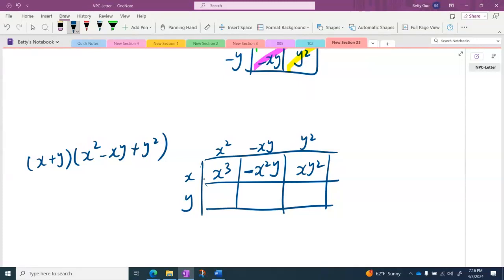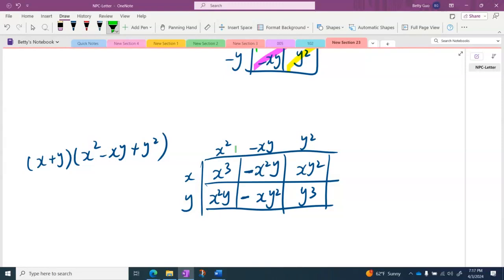Row 2, column 1, we have y times x squared. Y times x squared is the same as x squared times y. Be flexible here, okay? And then in this cell, row 2, column 2, positive times negative, we have a negative. Y times x times y, we have 2 y's, so y squared, 1 x, so negative xy squared. The last cell, y times y squared, y cubed.